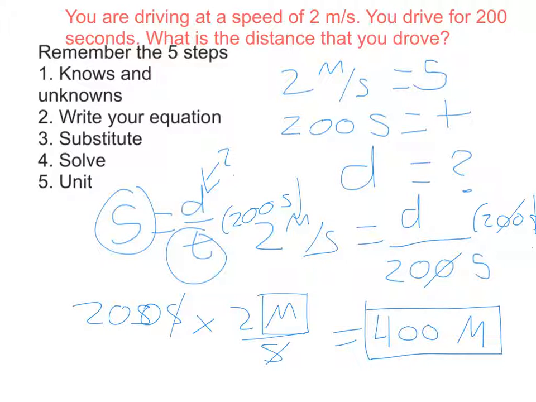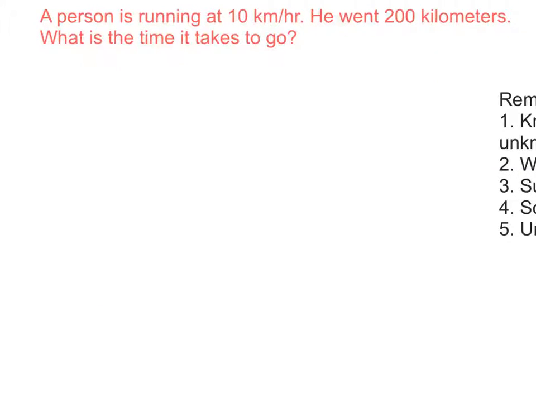So let's do a little bit harder problem. Okay. So, new problem. This time the units aren't going to be the nice pretty meters and second units. We're going to try some different units out on you. Okay, so reading the problem, a person is running at 10 kilometers per hour. He went 2 kilometers. What is the time it takes to go?